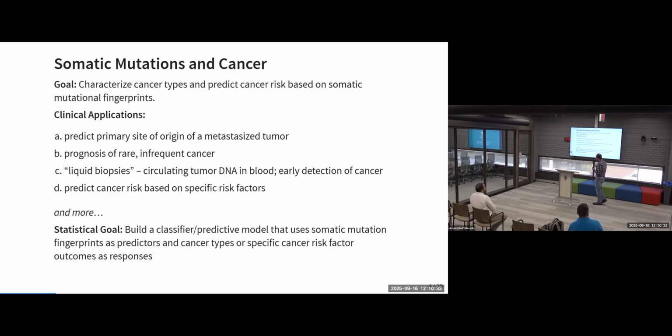Prognosis of rare, infrequent cancer is a related problem, where cancer happens in a small organ on which we do not have enough data from previous databases. Third is the modern holy grail of research, liquid biopsies: understanding the probability of having cancer early in the process.